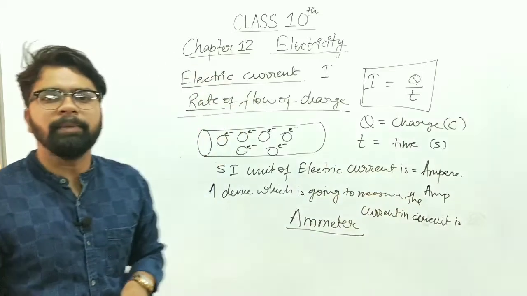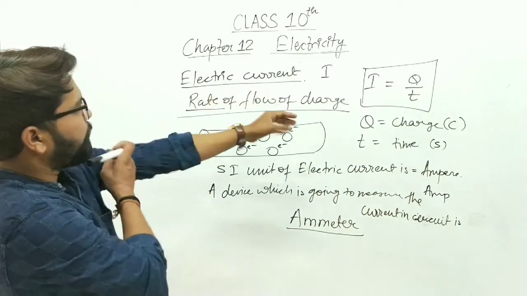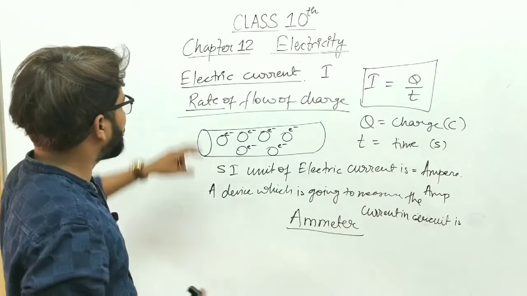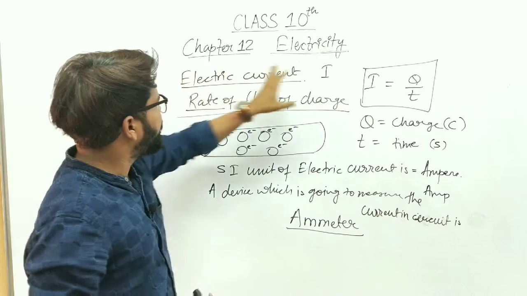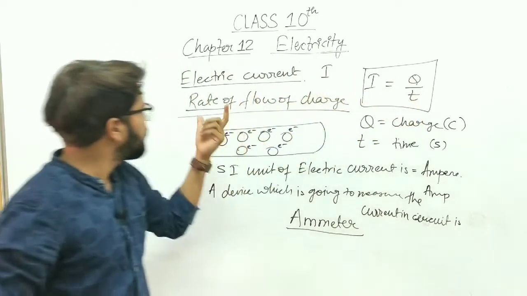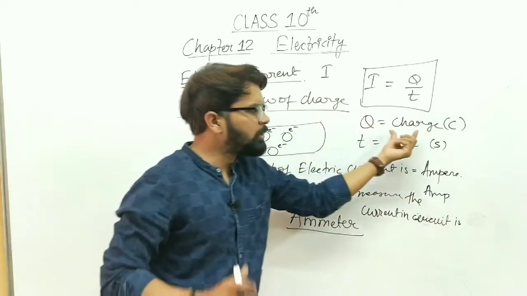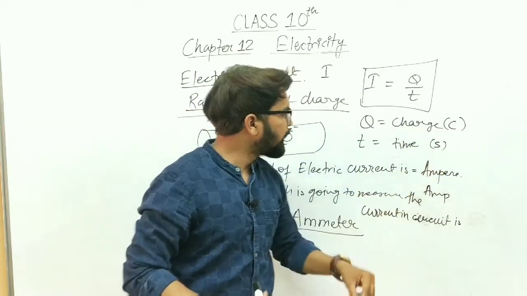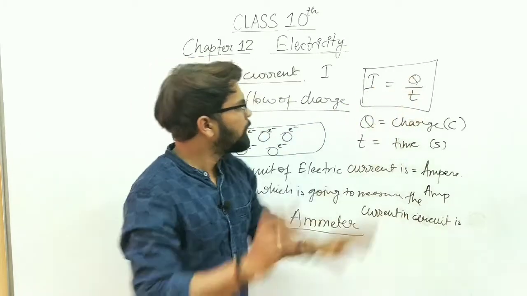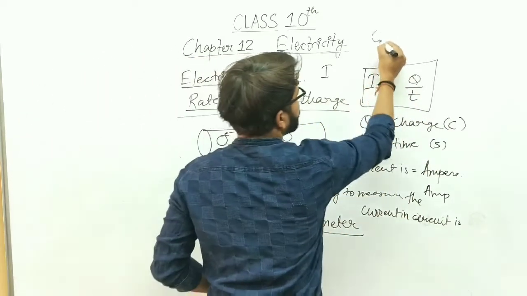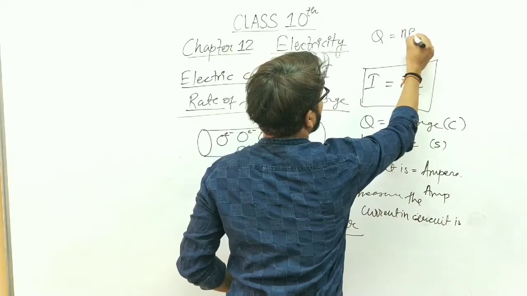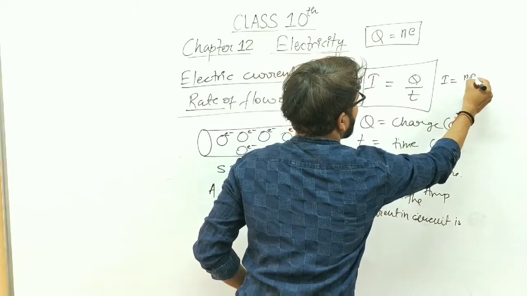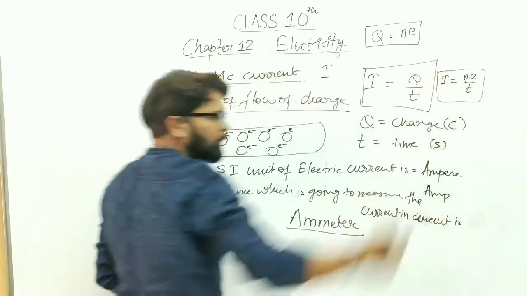Ammeter. Now I think the concept of electric current is going to be clear. We can define it by I is equal to Q upon T, the rate of flow of charge. Charge is denoted by Q, time T is in seconds. So I equals Q upon T, and earlier we learned the quantization of charge, that Q equals N into E. So we can make another definition: N into E upon T is also a current. It is also a current.